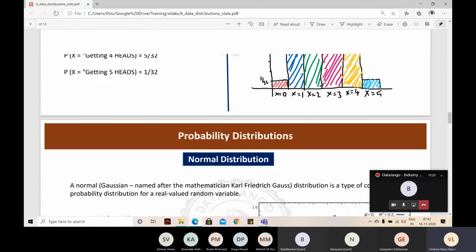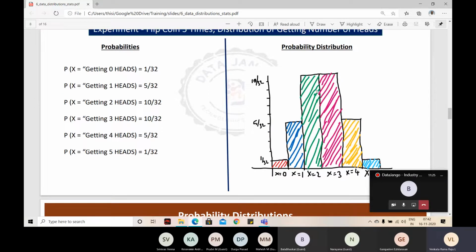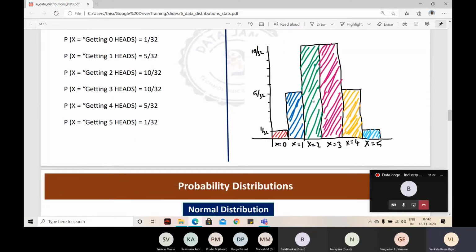Okay, so a binomial distribution reaches normal distribution when the number of experiments is too many. Okay, that's a theoretical point. Binomial distribution reaches normal distribution when the number of experiments is too many. Did you get this point? Any questions there?